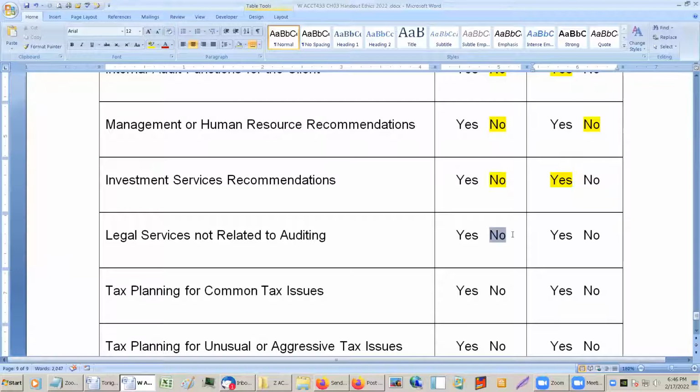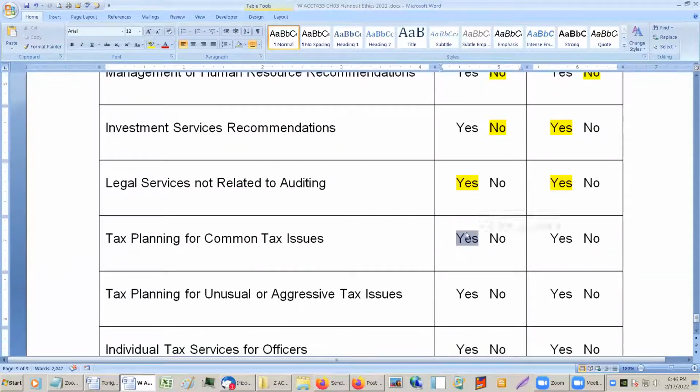Legal services. Oops, sorry. Yes. And yes. This is odd in that it's a yes by default. It's not a yes that's granted to them, but they don't have any rules on it. Now, there are rules about how you perform services for your client, but on whether they can do legal services or not, they're silent. So by default, it's yes.